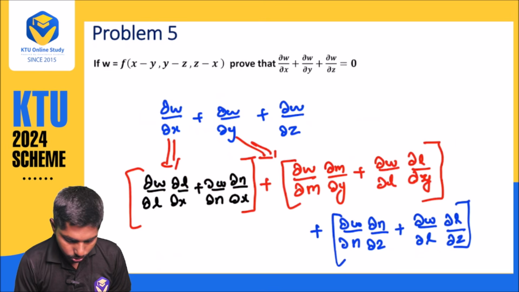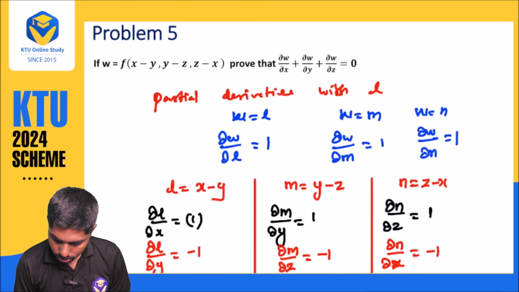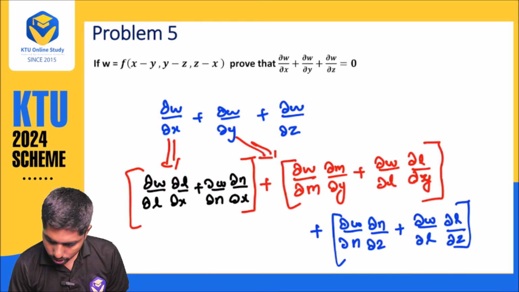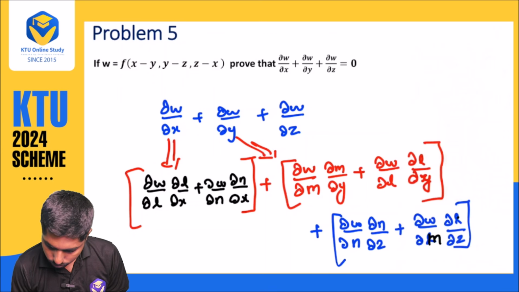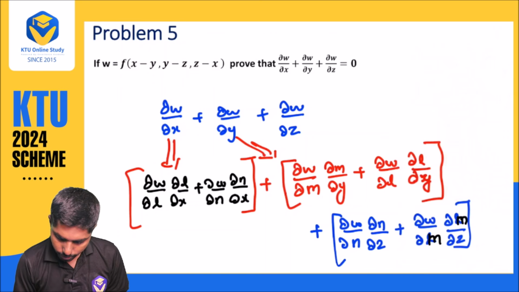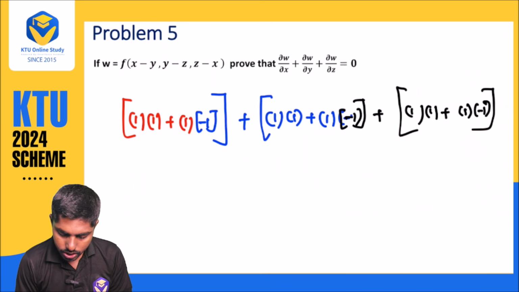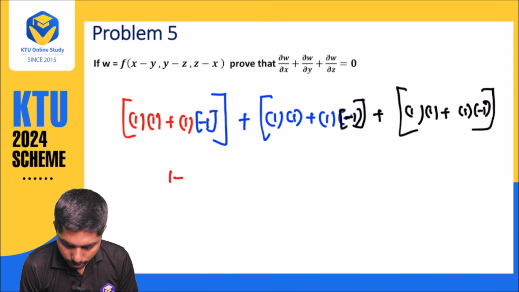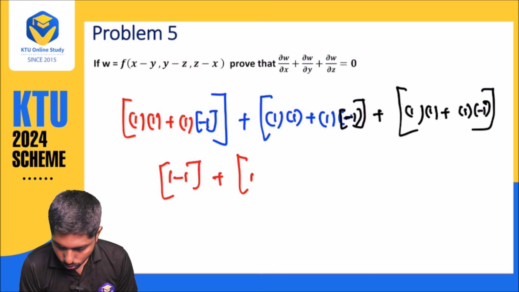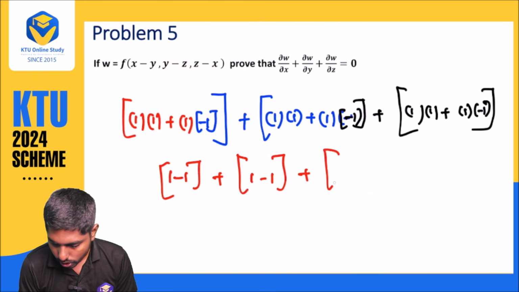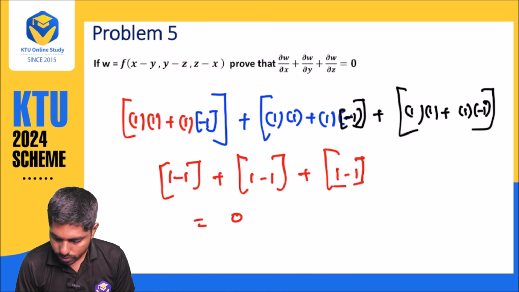So here also 1 into minus 1 we will be getting. So ∂L/∂Z is what? Sorry, here it is not ∂L, here it is ∂M. So ∂M/∂Z is also minus 1. So when you work this out, we will be getting minus 1 minus 1 plus 1 into minus 1 plus 1 into minus 1. So we get automatically 0.